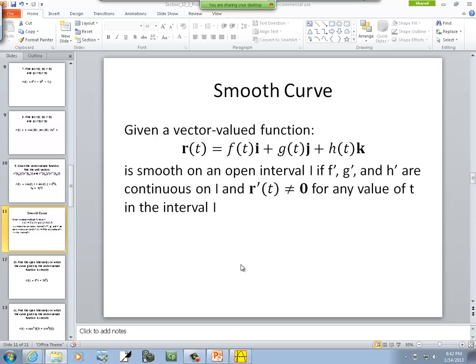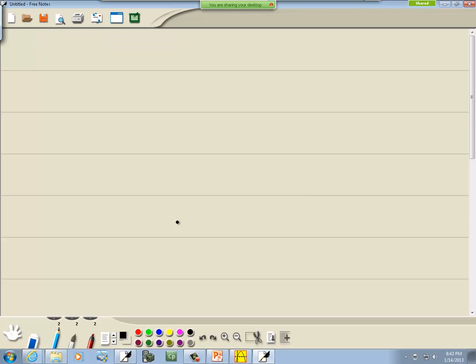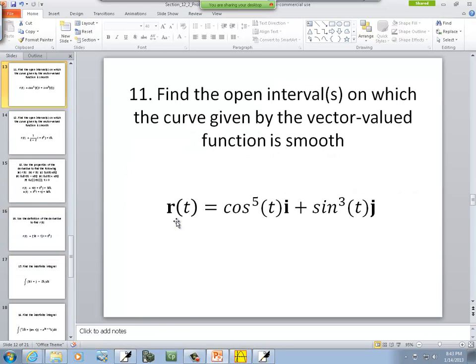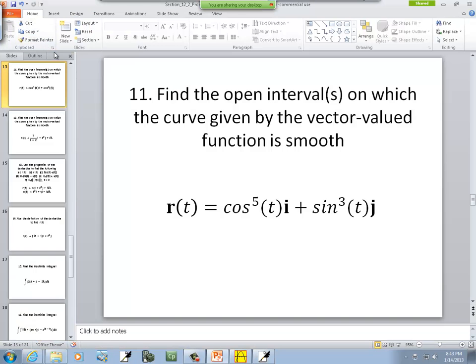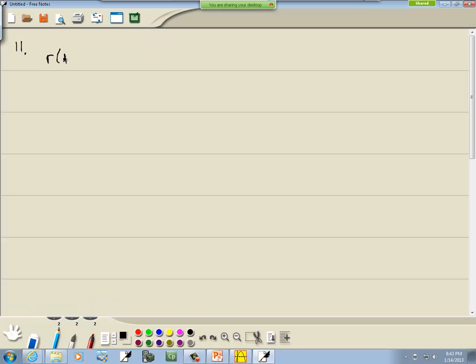And let's look at our next problem. Okay, number 11. We've got r is equal to cosine to the fifth t i plus sine to the third t j.